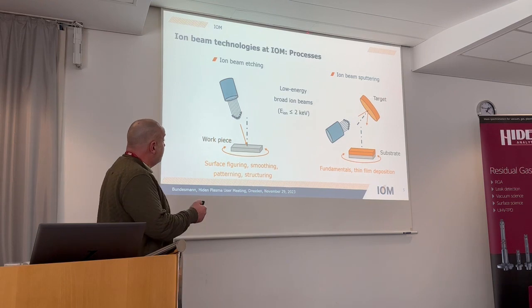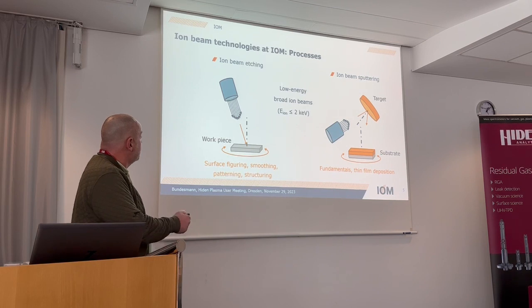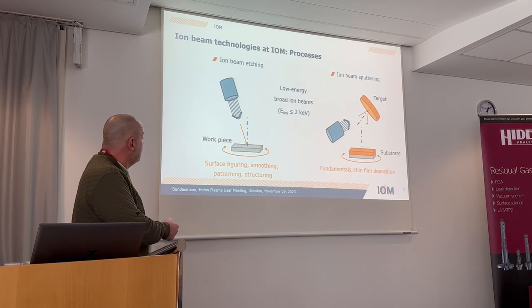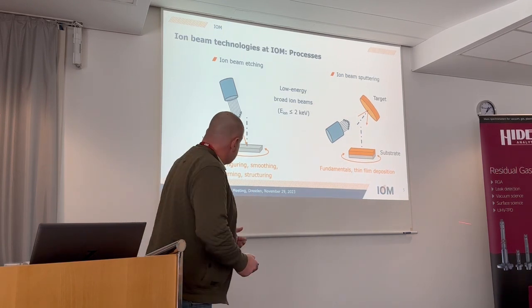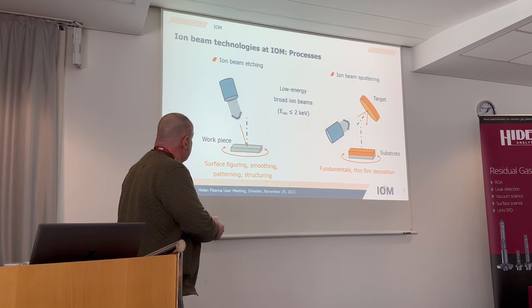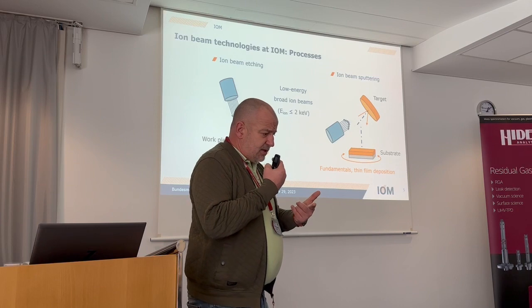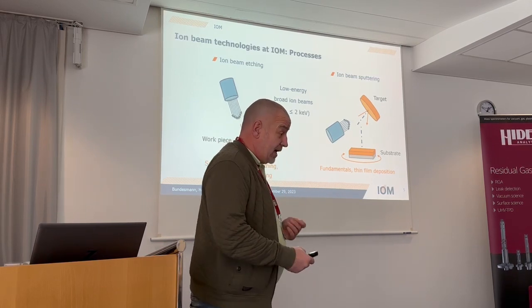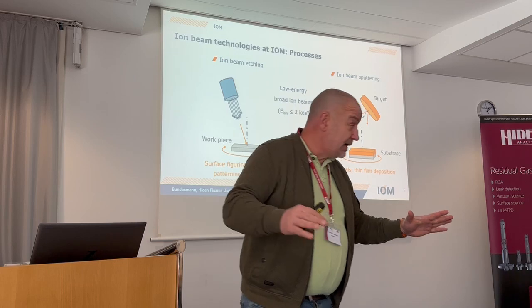The second field is processes and applications, and there are two applications. Historically the most famous one, and still the most famous one, is ion beam etching. You have an ion beam source directed onto a workpiece, and by changing the ion energy, the ion current, the ion incidence angle, and the ion species, you can produce different effects on the surface: smoothing, self-organized nanostructures, patterning, and so on. You can also use these ion beam sources to remove material for shaping and figuring of the surface.